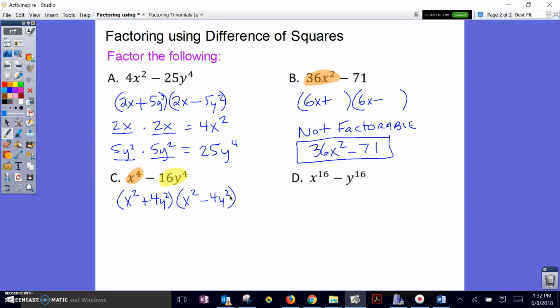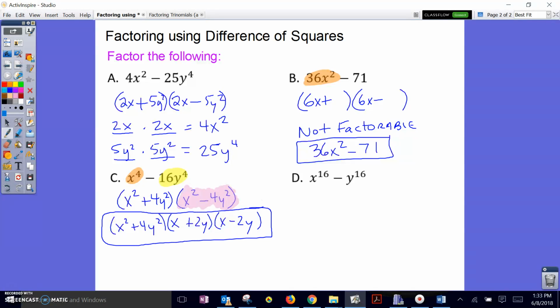Difference of squares. Now what you want to notice in this one that hasn't happened in any of them thus far is that this second factor is another difference of squares. And so I can factor that factor even further. What times itself gives you x squared? That's x times x. And what times itself gives you 4y squared? That's 2y and 2y. And so that would be the final factorization of x to the fourth minus 16y to the fourth.